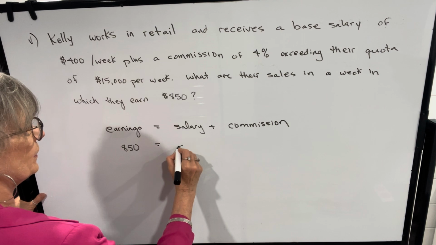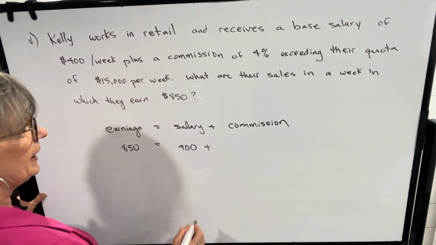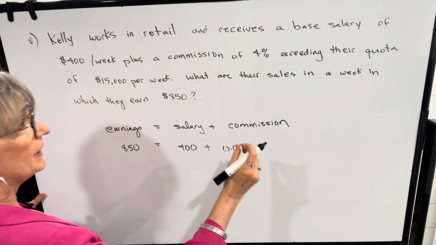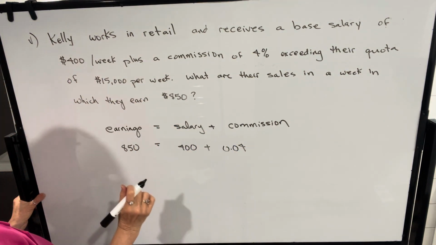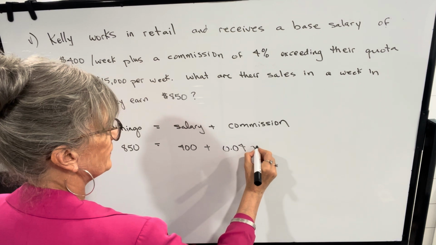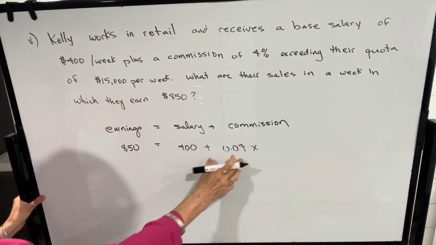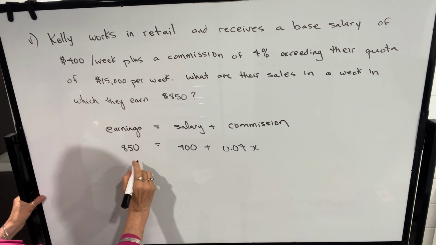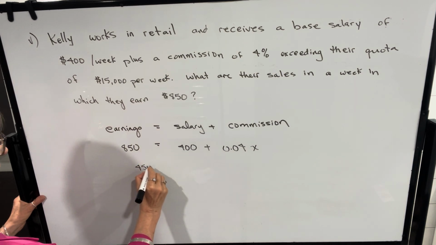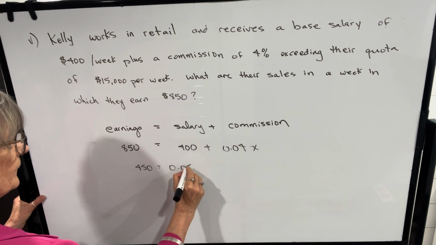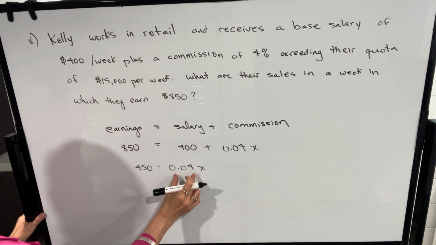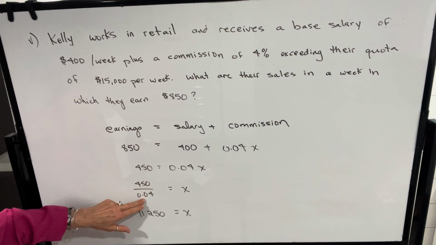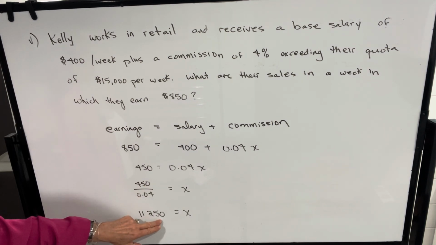The salary is $400. And the commission is 4% of anything in excess of $15,000 per week. We're going to call that X. Let's solve for X by subtracting 400 from both sides. So 850 minus 400 will be 450. Now we're going to divide both sides by 0.04. 450 divided by 0.04 is 11,250.